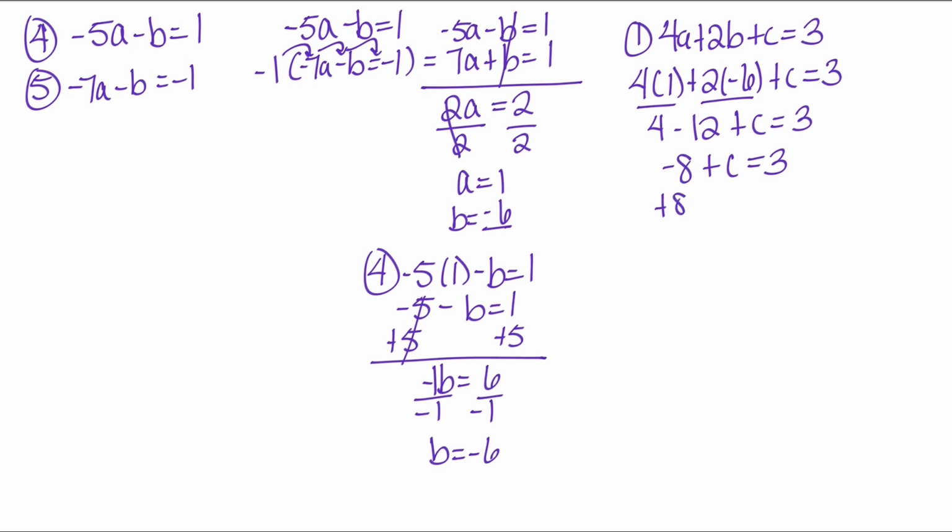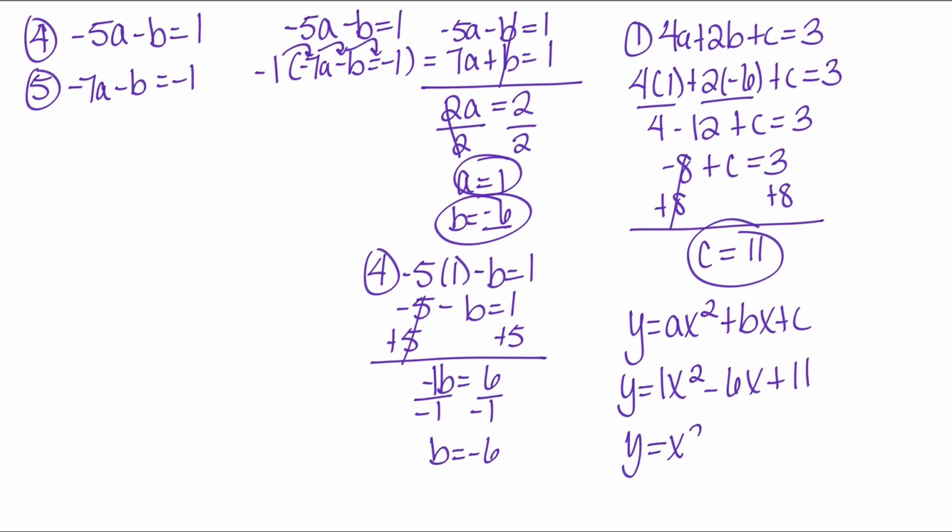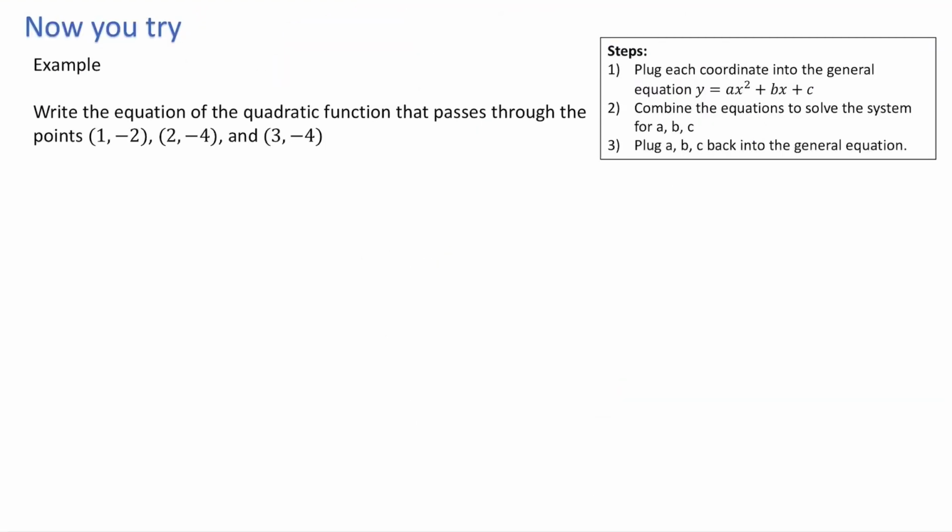And now to solve for c, I need to add 8 to both sides. So when I add 8 to both sides, I get c equals 3 plus 8, which is 11. Now I finally have the values of a, b, and c that I can use to write my equation in standard form, right? y equals ax squared plus bx plus c. So that gives me y equals 1x squared minus 6x plus 11, which is y equals x squared minus 6x plus 11. That is the quadratic function that includes these 3 points. So now you can go ahead and pause the video and try this problem on your own.